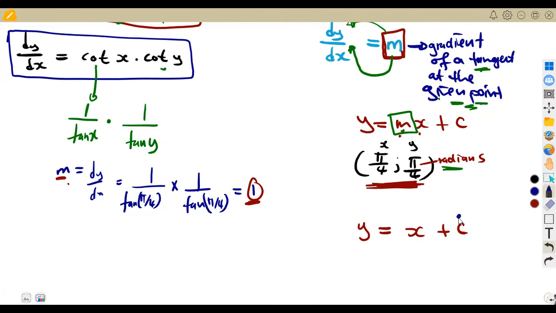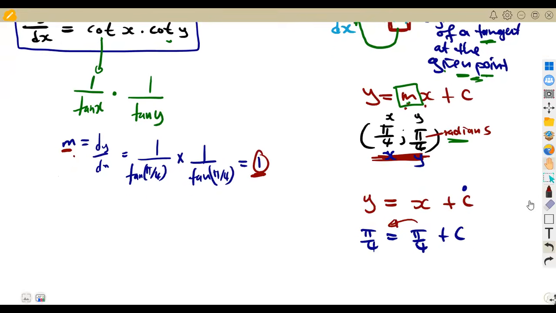So we are supposed to calculate c by substituting the point that we are given, which is x and y. You substitute these values in radians in this case. So y there, pi over 4, is equal to x, which is pi over 4, plus c. So transpose this: pi over 4 minus pi over 4, they cancel. You obtain your c, which is equal to 0 in this case. So c was going to give us a 0.